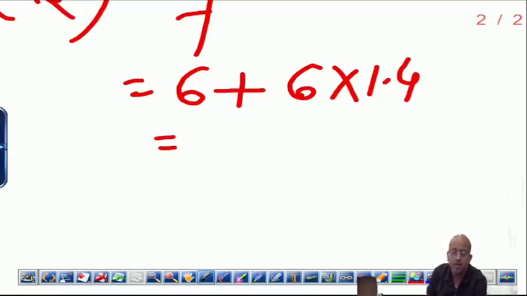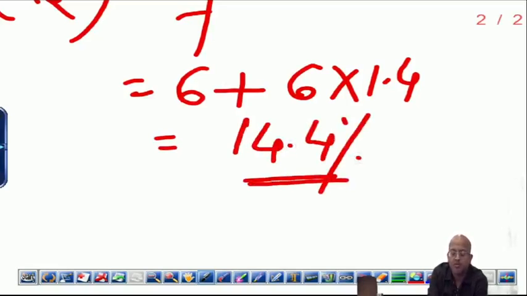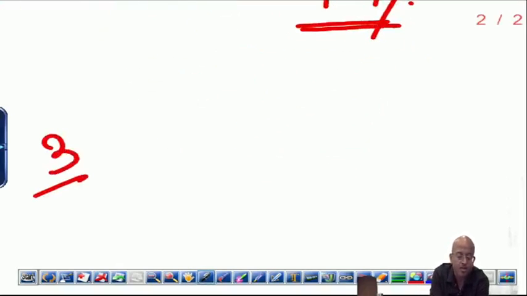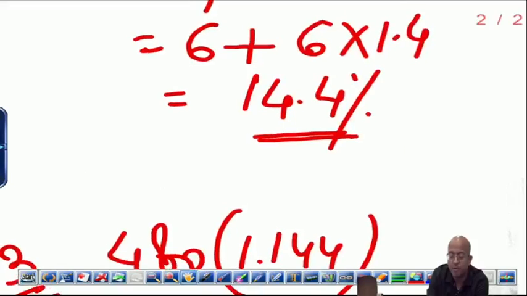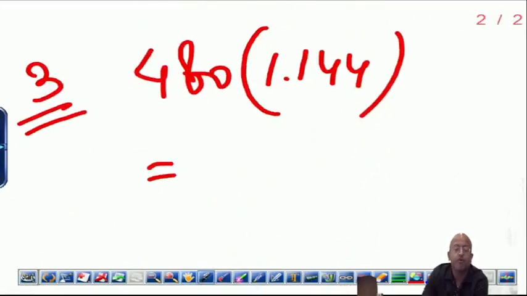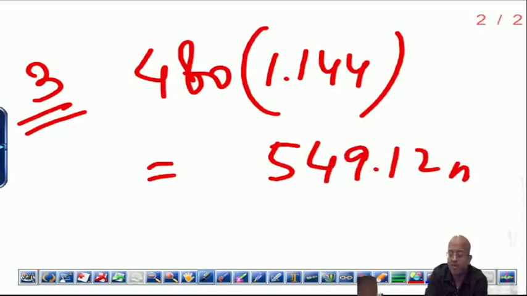What is the return as per CAPM? It's 14.4%. 14.4% is the return as per CAPM. Step 3. So 480 million into 1.144, 14.4%, becomes what? So after 1 year, what is the expected rupee inflow? 480 plus 14.4% is 549.12. 549.12 million rupees after 1 year.